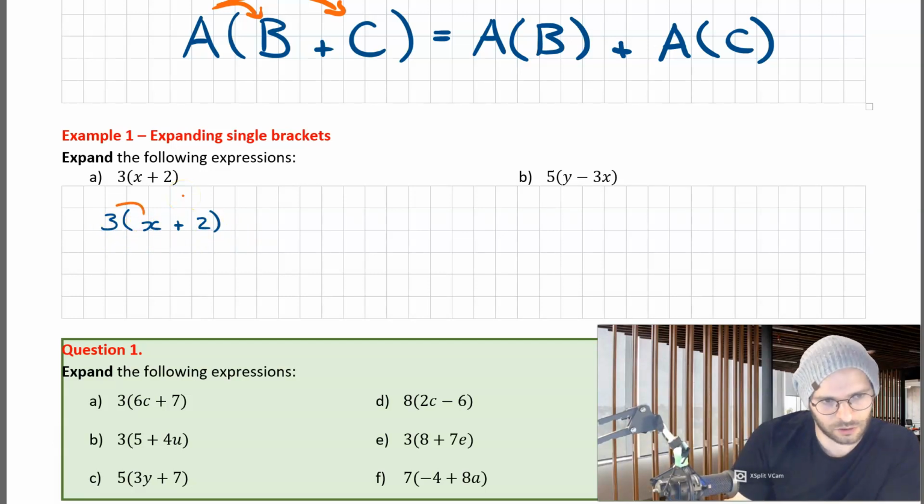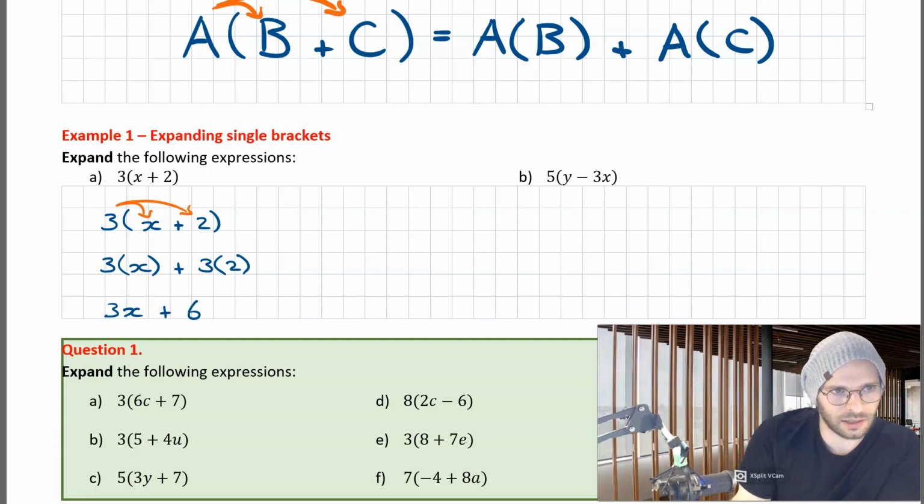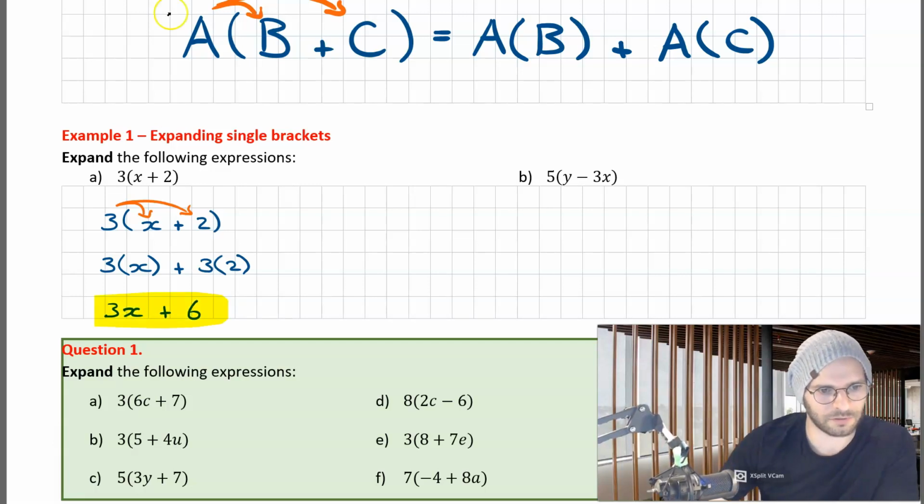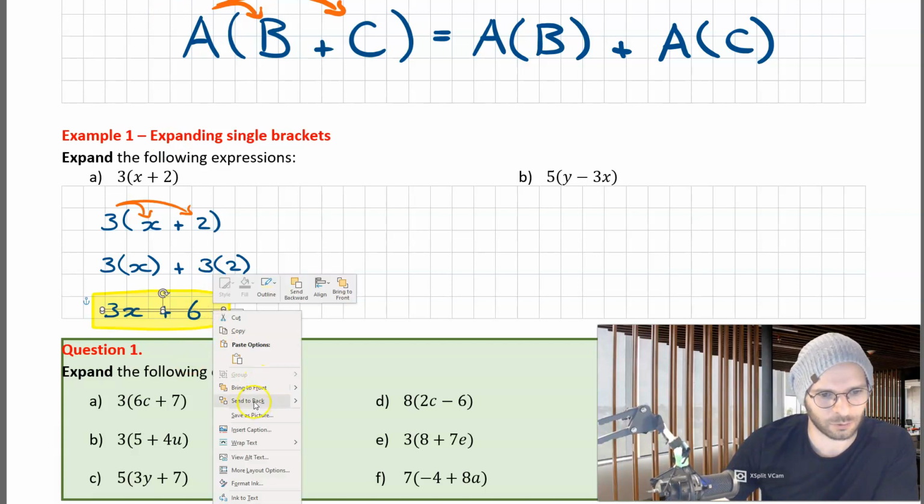Doing this, I'll start off with the arrows so I don't get lost, so I'll go 3 to the x and 3 to the 2. Next, I follow the arrows, it's 3 multiplied with the x plus the 3 multiplied with the 2. Multiplying this out, 3 times x is just 3x, and 3 times 2 is 6. And thus, we complete our first example of expanding single brackets.